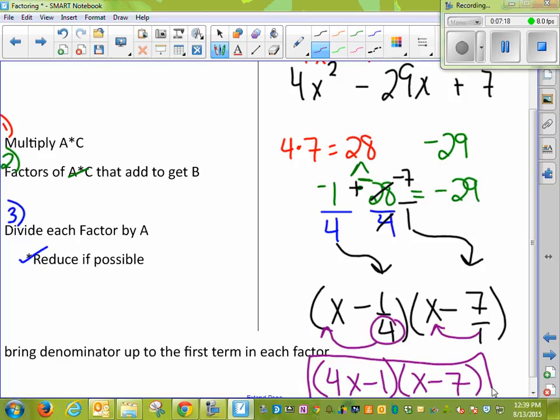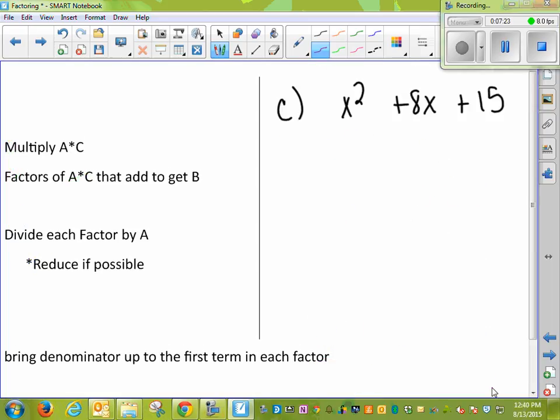All right, so I want to do this just one more time just because it's so much fun. But we're going to do it when the lead coefficient is a 1. And I just want to show you how the bottoms up method still works even if the lead coefficient is 1. It works no matter what the lead coefficient is. a times c. This time the a value is 1. So 1 times 15 gives me 15.